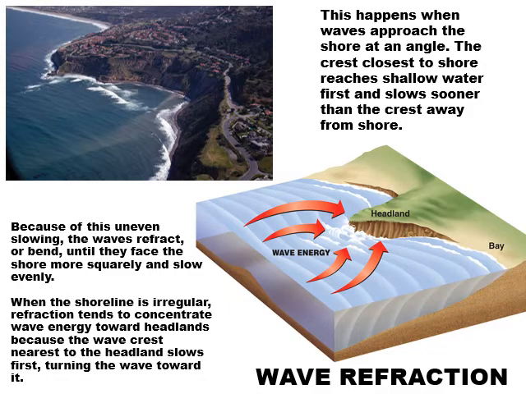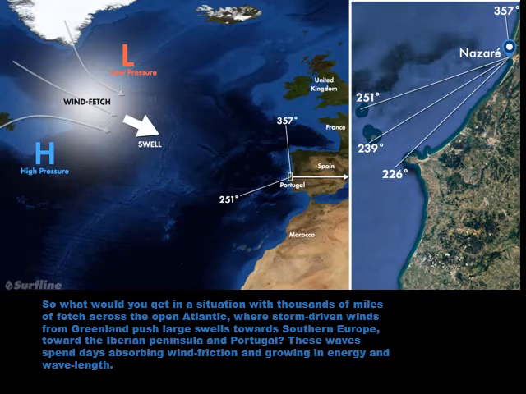That's wave refraction. So if we consider all of these processes that we've just talked about, things like fetch and constructive interference and wave refraction, what might happen in a situation where you've got thousands of miles of wind fetch across the open Atlantic Ocean, where you've got storm-driven winds that are pushing large swells towards southern Europe, towards the Iberian Peninsula, and towards the small country of Portugal. These waves are going to be moving in a northwest to southeast direction towards Portugal, and it's going to take days for them to get there, and the whole time they're going to be absorbing that wind. They're going to be growing in energy and in wavelength.